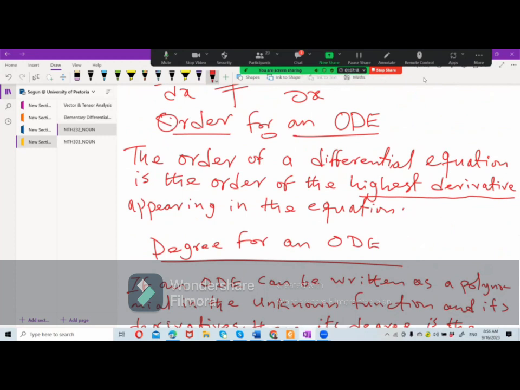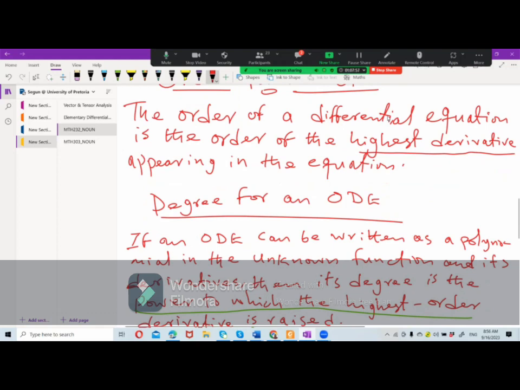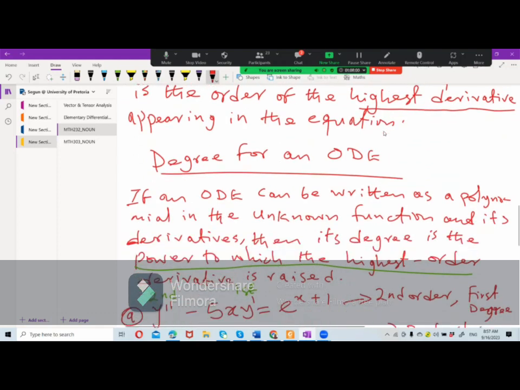The order of a differential equation is the order of the highest derivative appearing in the equation. Did you understand now? The order is: what is the highest derivative we have? It is the order of that ordinary differential equation. If it's the 10th derivative of y with respect to x, raised to power 10, the order is 10.